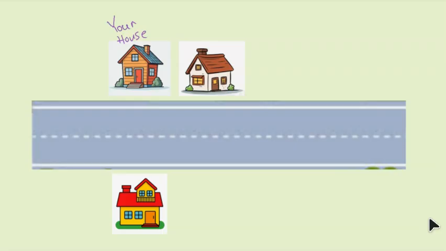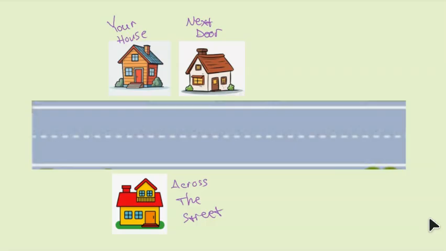So this house right here that's right next to your house, we often call that the house next door, okay? That's the next door house. And if you were to walk out of your house and stand right here and look across the street, you would see this house. This house is often called the house across the street, okay?